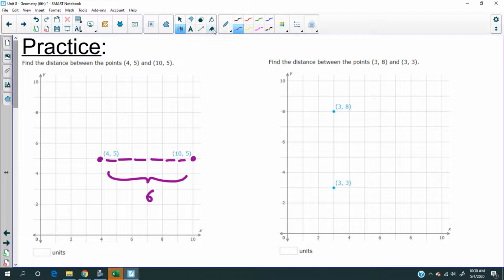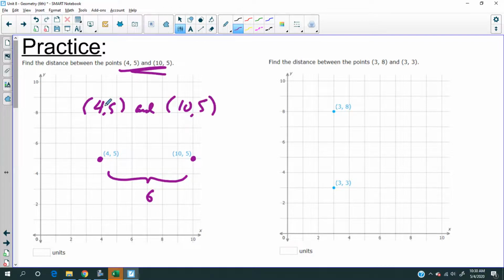So here's the counter question, I guess. If you were not presented with the graph, what can you do? Here we have the points, so let me write that out again. Here we have 4, 5. You don't need to write this down, but maybe you could write this question down. The difference between 4, 5 and 10, 5. Right now, it's a horizontal line. You don't even need to memorize the rules per se. I just want to make you aware of it.